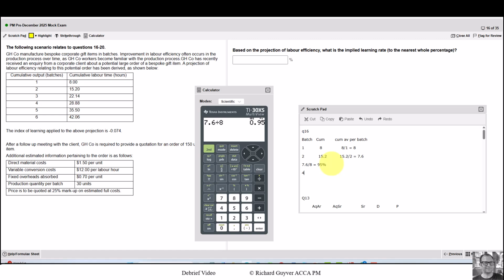Although you wouldn't need to do this, if we were to use 4 batches, that's 7.2. So 7.2 divided by 7.6 should in theory give us the same answer. A little bit of a rounding error, but it is still 95%. So 95% is our answer there.